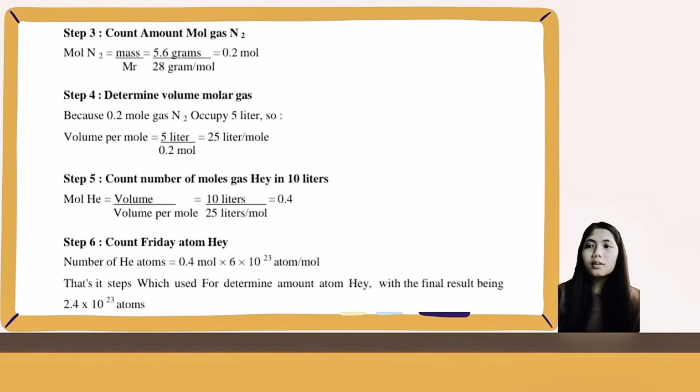Step 3. Count the amount of moles of gas N2. Moles of N2 equals mass over Mr, which is 5.6 grams divided by 28 grams per mole, equals 0.2 mole. Step 4. Determine the molar volume of the gas. Because 0.2 mole of gas N2 occupies 5 liters, the volume per mole equals 5 liters divided by 0.2 mole, which equals 25 liters per mole.